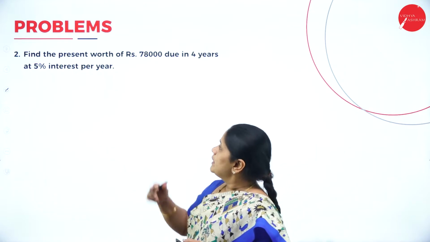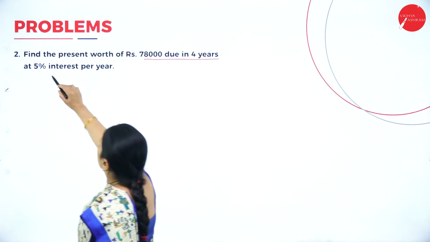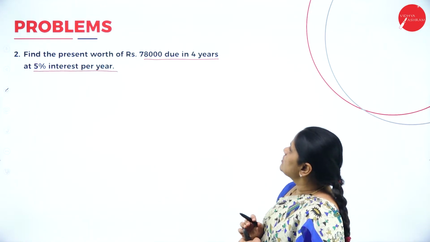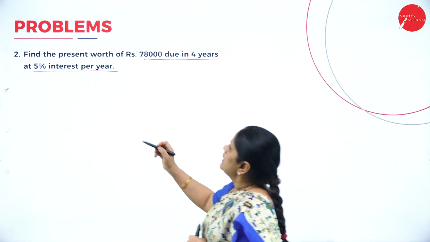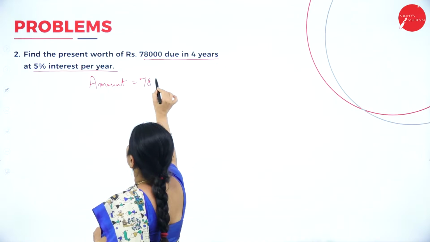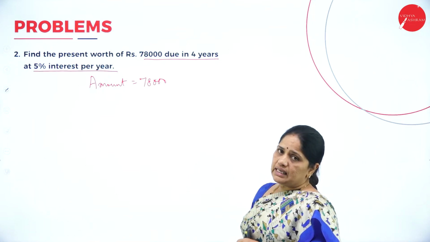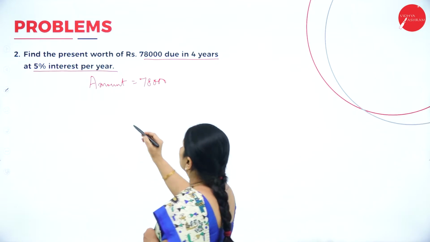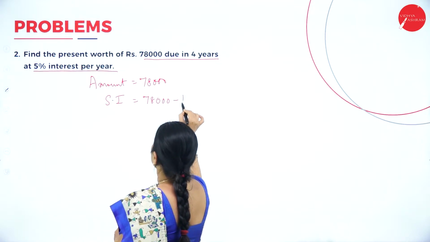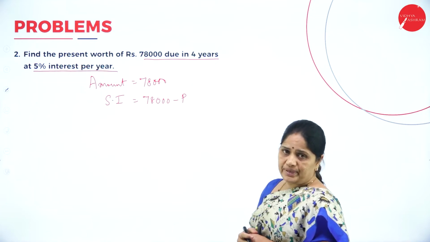Now the next problem. Find the present worth of 78,000 due in 4 years at 5% interest per year. So here they have given us the present worth of rupees 78,000 due in 4 years at 5% interest per year. So amount equals 78,000. Okay. So now this 78,000 is inclusive of principal. So if I want interest, it will be 78,000 minus principal.